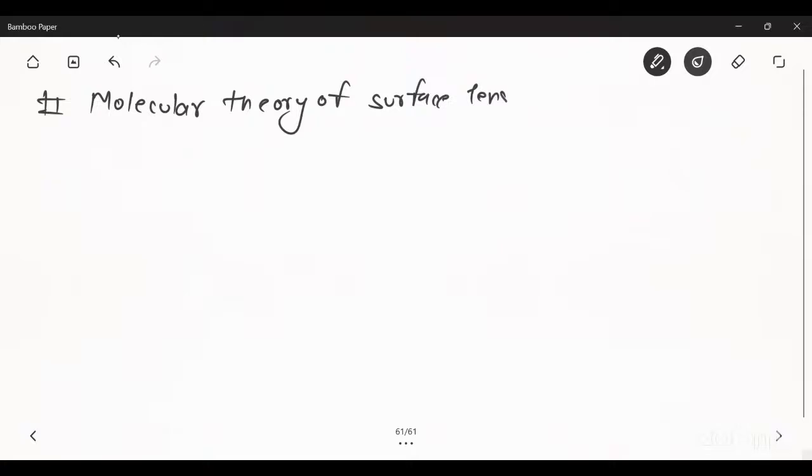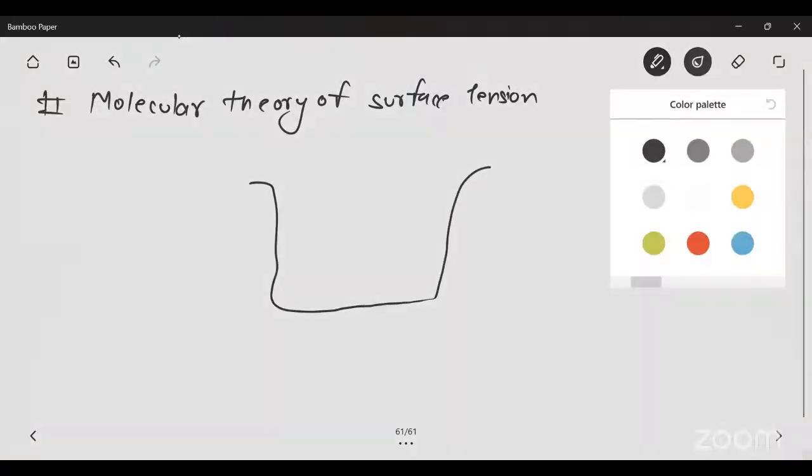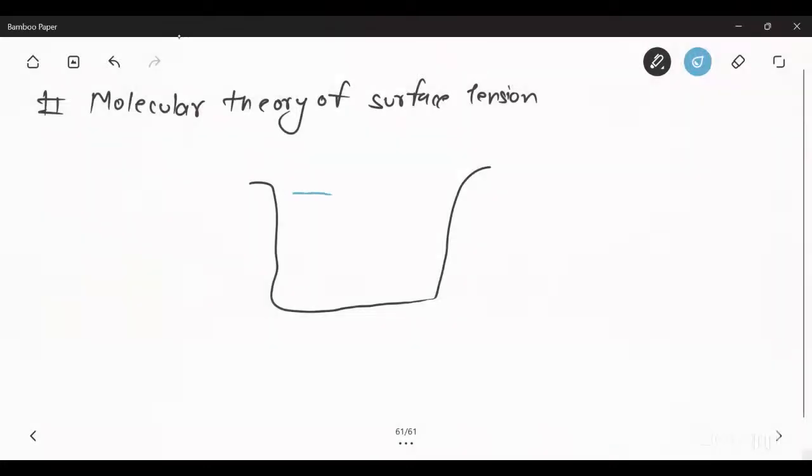Now come to the molecular theory of surface tension. That is not so important from your exam point of view. But you can see that theory here. Suppose that was the container filled with a liquid. That was a thin liquid film.